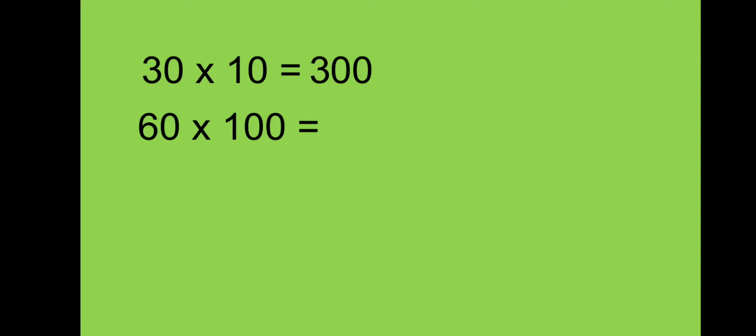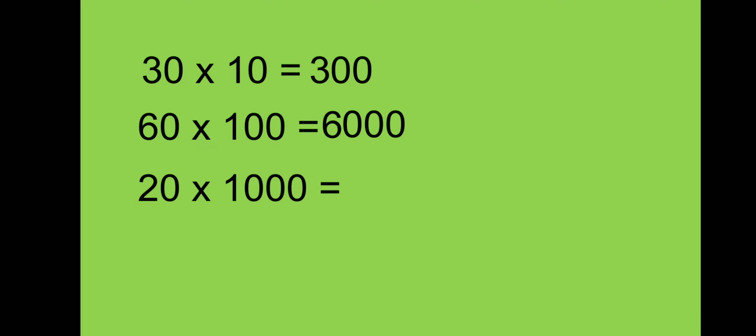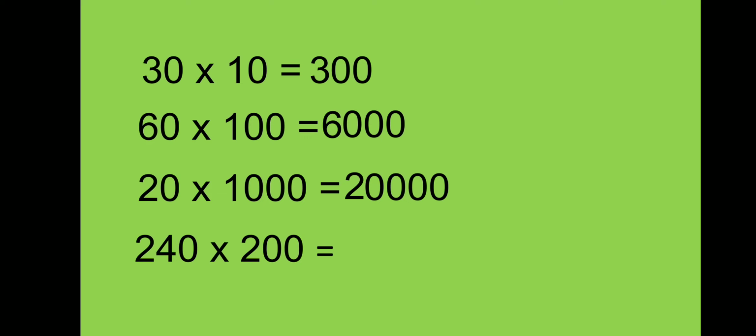Now 60 into 100, that is 6 ones is 6. So how many zeros are there here? 3. 20 into 1000, so 2 into 1 is 2. When we add up the zeros, we get 4 zeros. 240 into 200, so 24 into 2, that is 48. And how many zeros are there here? 3. So we'll add up 3 zeros.